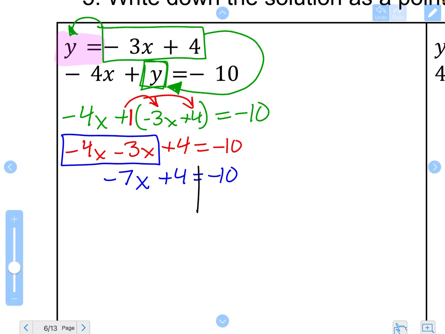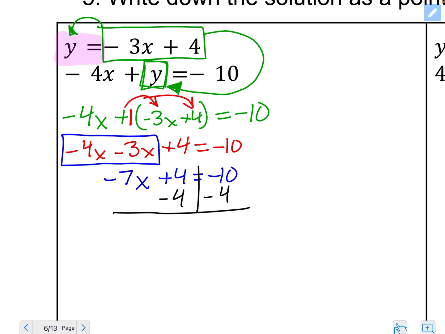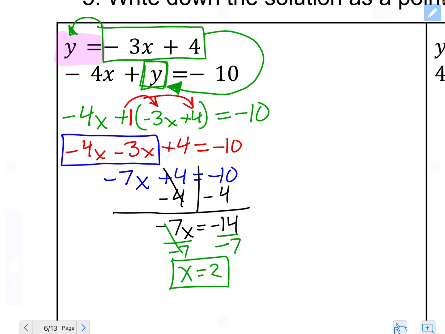So I'm going to draw my line down the middle. What I do to one side, I have to do the other because we always move our constant first. Negative 7x equals negative 14. And then our last step is to divide by the number in front of x. And so x is going to equal 2.